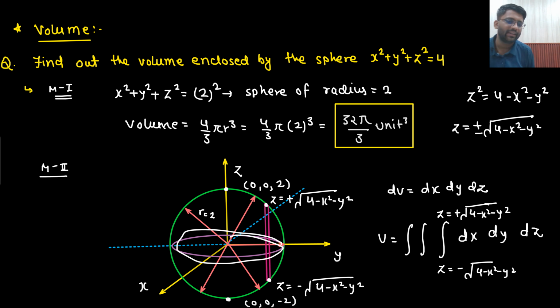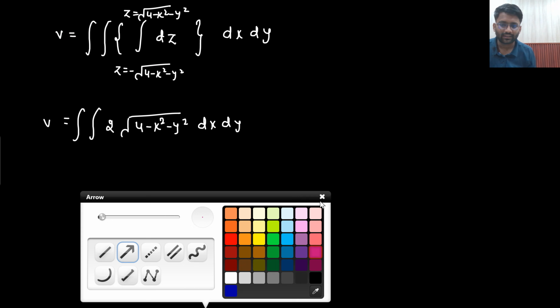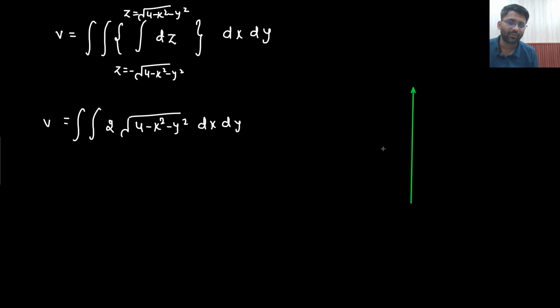I will simply be getting a circle of radius 2, if I just squeeze it, in the xy plane. Because the limit of z I have already put. Now my job is done. I only need to talk about dx dy now.